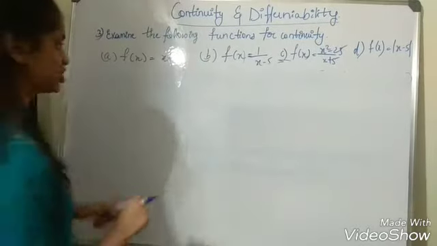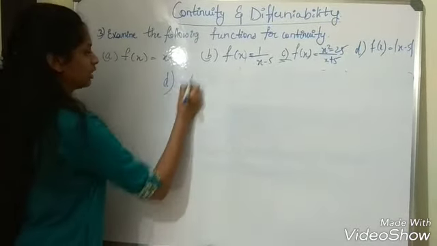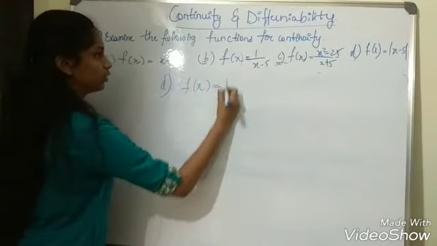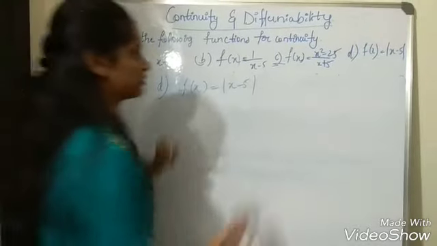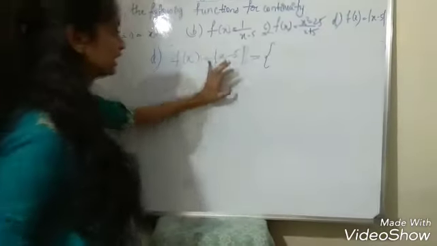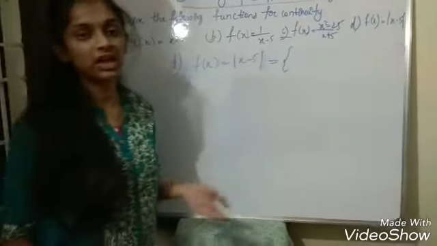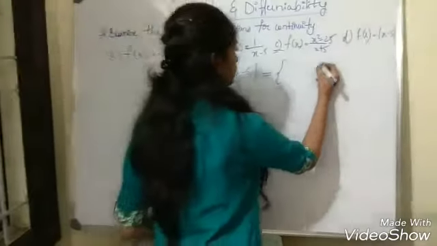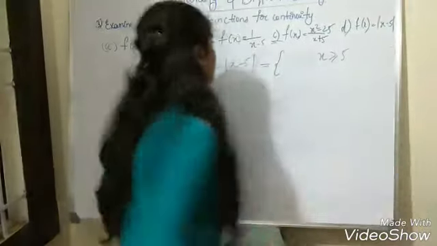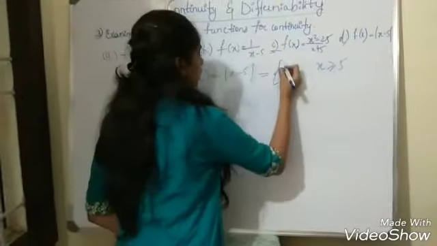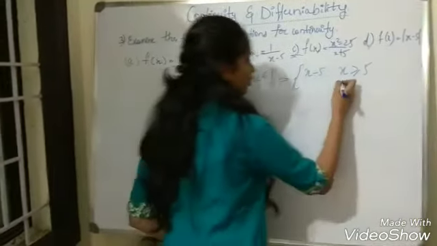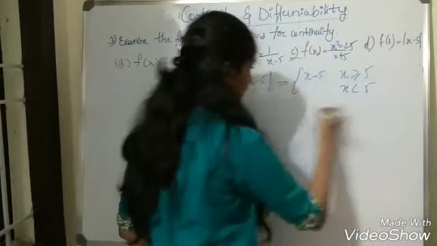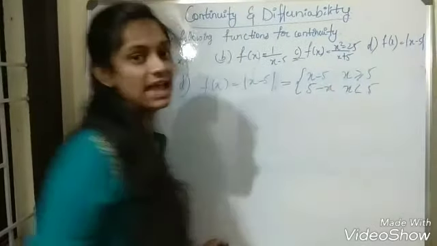So let's see the question D. f(x) is equal to mod of x minus 5. You don't see it's a mod. So now let us write that it is in mod. You can write this as, now you think if x value is greater than or equal to 5, then it will be x minus 5. If the value of x is less than 5, then it will be 5 minus x.